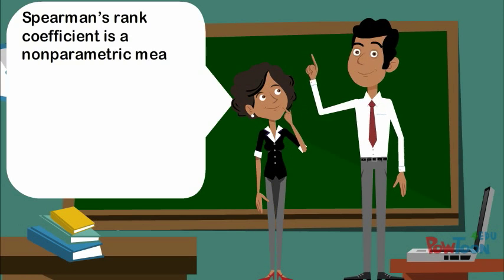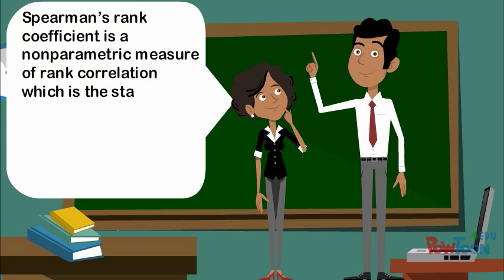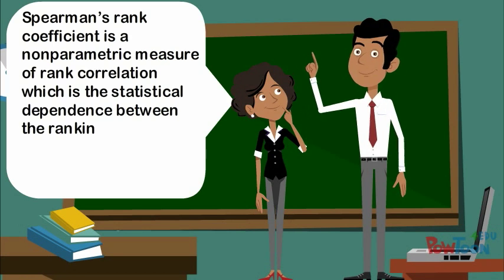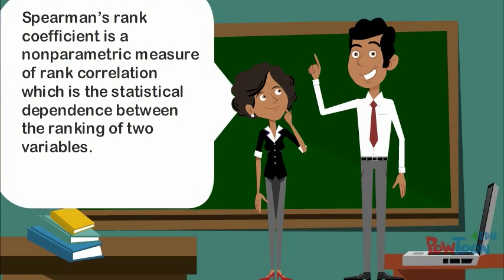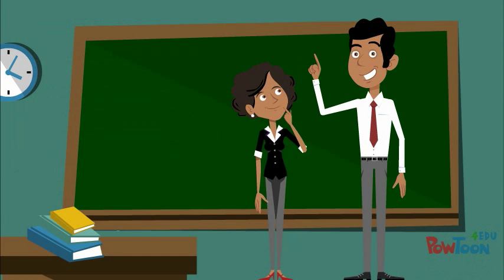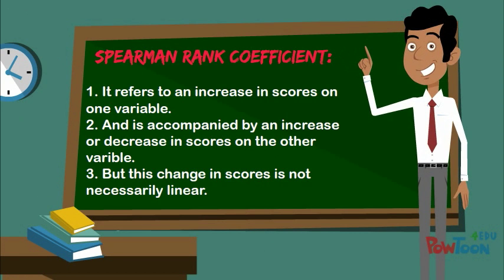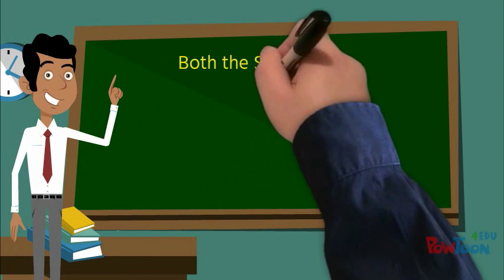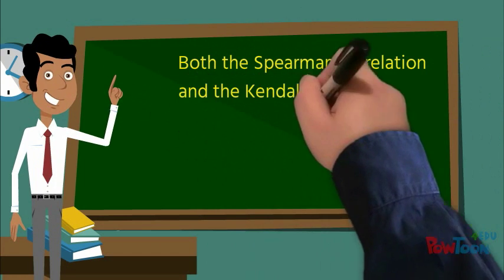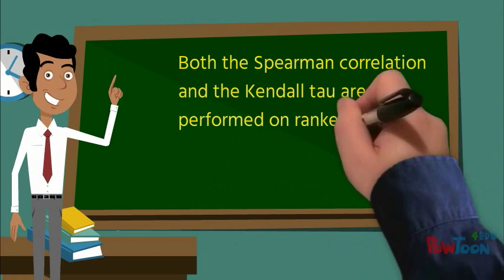Spearman's rank coefficient is a non-parametric measure of rank correlation, which is the statistical dependence between the ranking of two variables. It refers to an increase in scores on one variable accompanied by an increase or decrease in scores on the other variable, but this change in scores is not necessarily linear. Both the Spearman correlation and the Kendall-Tau are performed on ranked data rather than original scores.